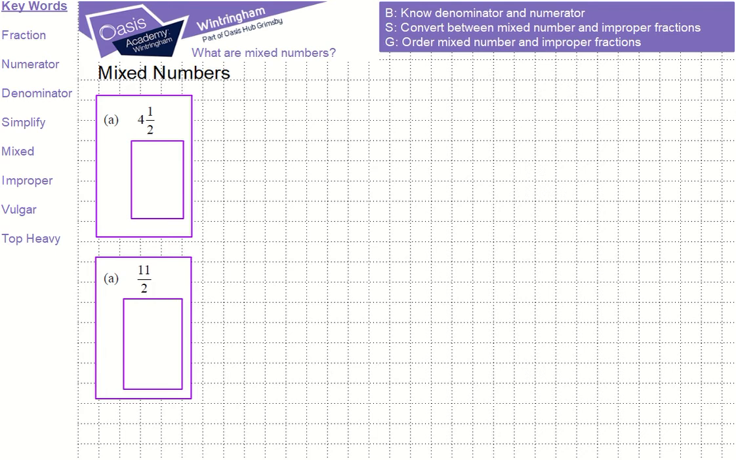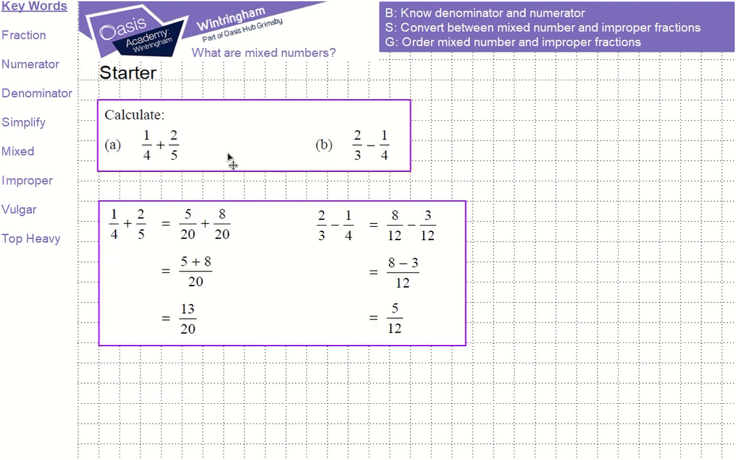If I just go back quickly, all of these fractions here, these are what we call proper fractions, because the numerator is smaller than the denominator, which is what we're used to looking at. Again, 2/3, 2 is smaller than 3, and it just looks like a normal fraction.